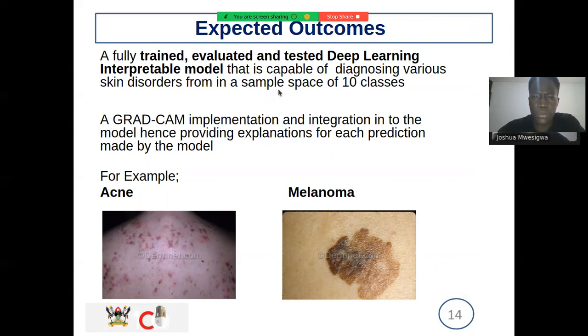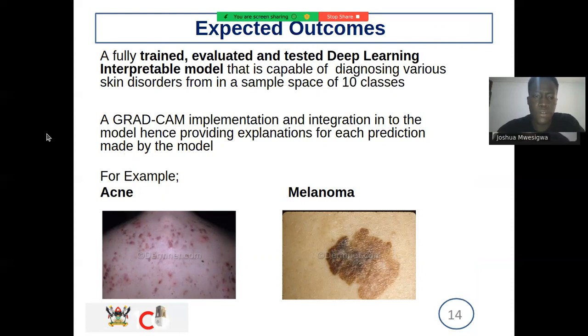learning interpretable model that is capable of diagnosing skin disorders. It should be capable of differentiating among the 10 classes that we listed in our scope. And as a result of that, we want to have an implementation of GradCam that can help us explain the predictions and the classifications of our model.